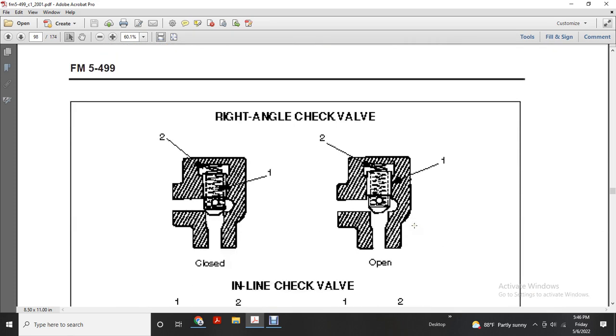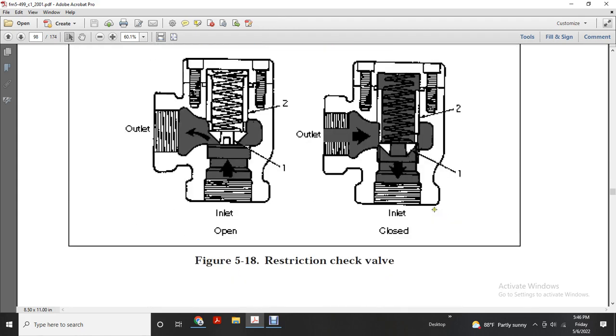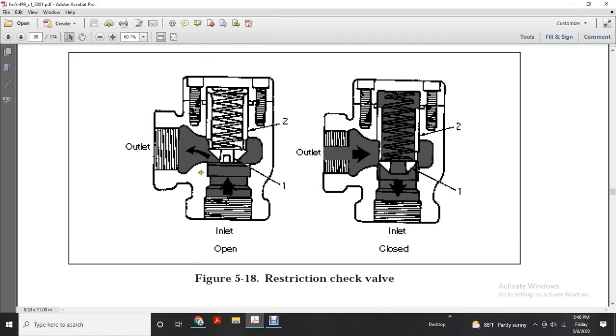Right angle check valve closed and opened. Inline check valve closed and open. Restriction check valve open, with inlet open and outlet shut and closed.